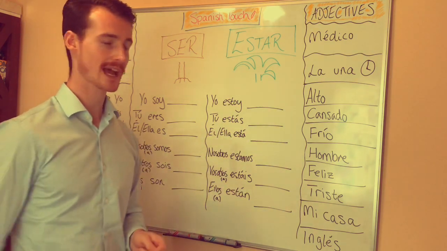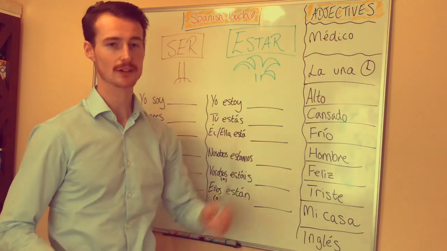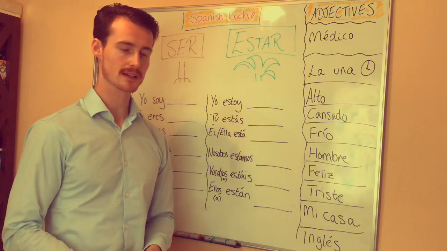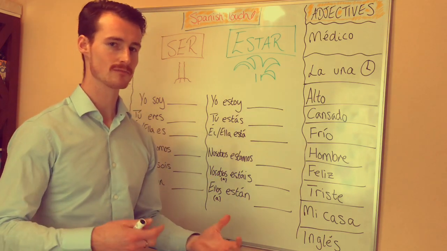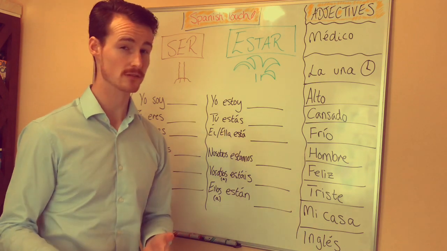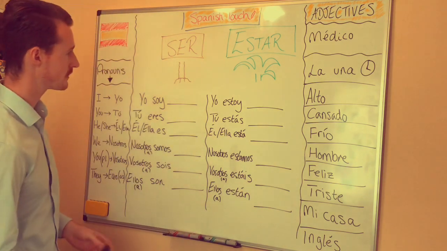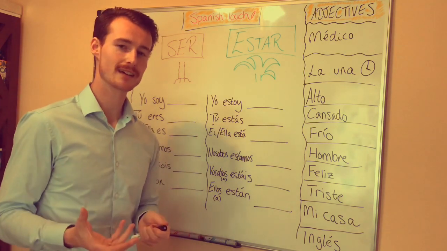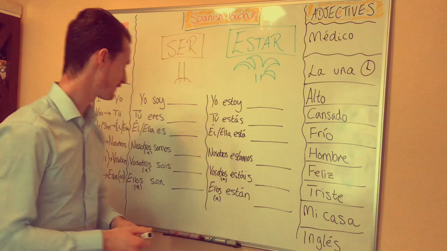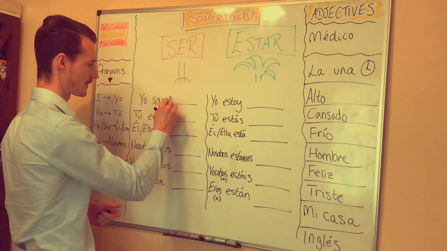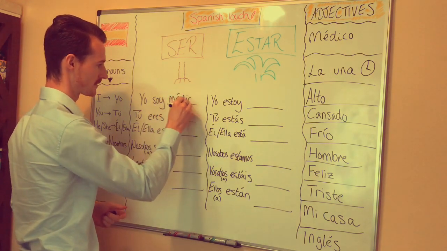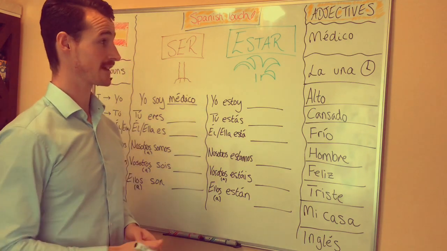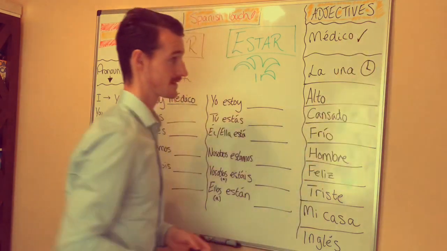Let's take the first adjective here, médico. Médico is doctor in English. Now, being a doctor, is that something permanent or non-permanent? It's a profession, so it's permanent, okay? Here we're going to use the verb ser, not estar. Okay, so if I wanted to say I'm a doctor, in Spanish this would be yo soy médico. Yo soy médico, okay? Now, that's the adjective médico ticked off.